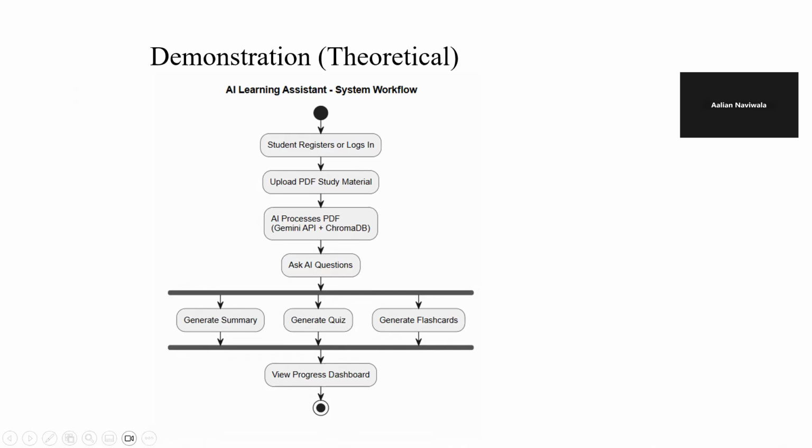The process begins when a student either registers or logs into the system. After logging in, the student can upload a PDF containing lecture notes, textbook chapters, or other such study material. The back end then processes the uploaded document by creating searchable embeddings using ChromaDB and preparing the content for AI retrieval. Once the process is complete, the student can ask questions about the uploaded material.